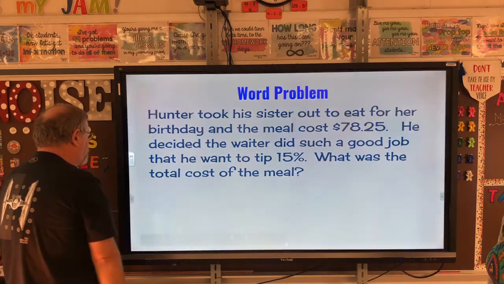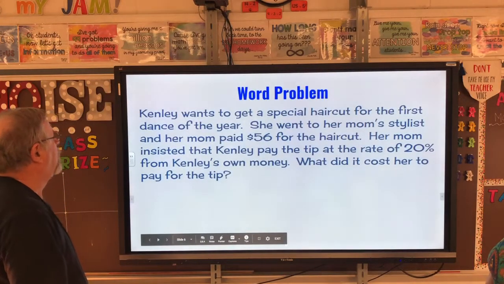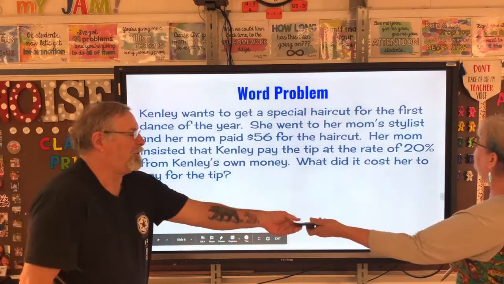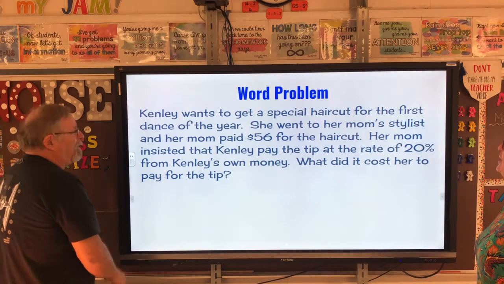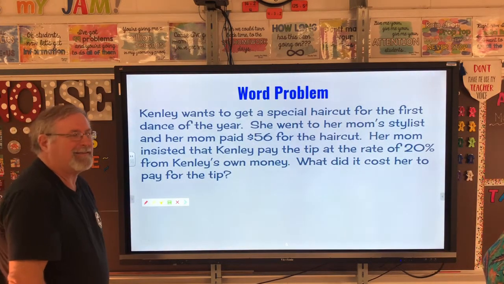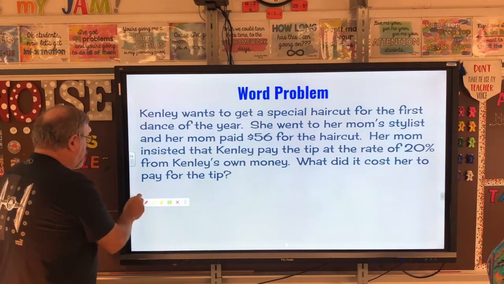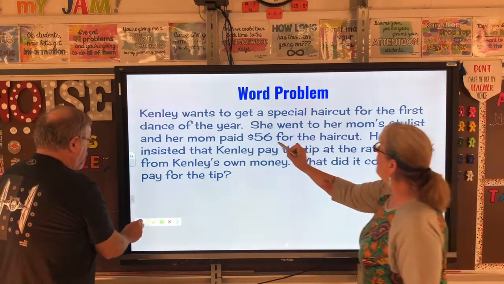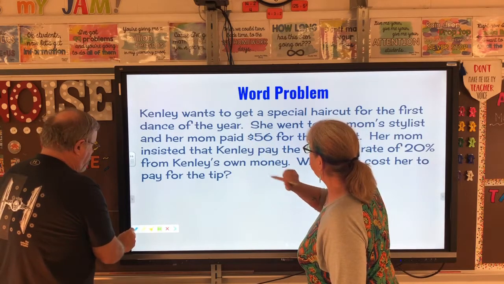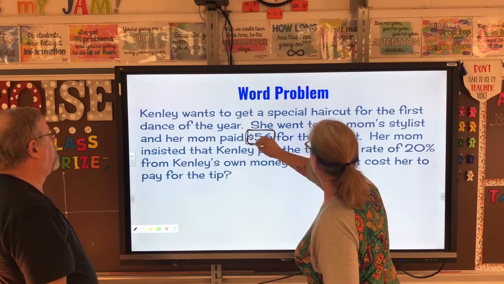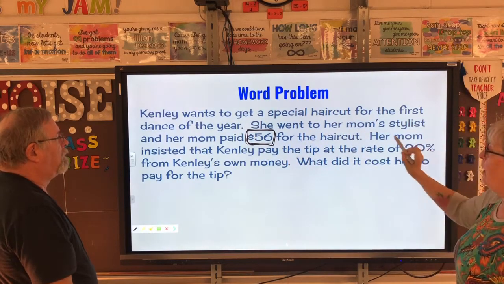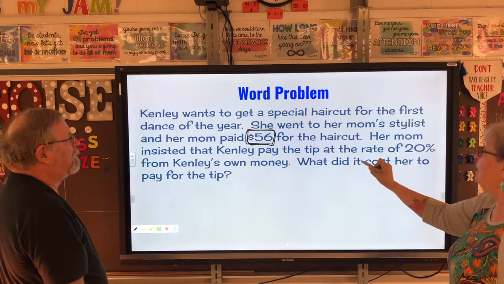Yes, you are. What do I have? Kenley. Kenley wants to get a special haircut for the first dance of the year. Aww, Kenley. Oh, she don't want you to miss her dances. Kenley goes to her mom's stylist, and her mom paid $56 for the haircut. I'm gonna go with that right away. Sorry. No, you're fine. I just saw it and I don't want to lose it because it's a lot of words up here. Her mom insisted that Kenley pay the tip.